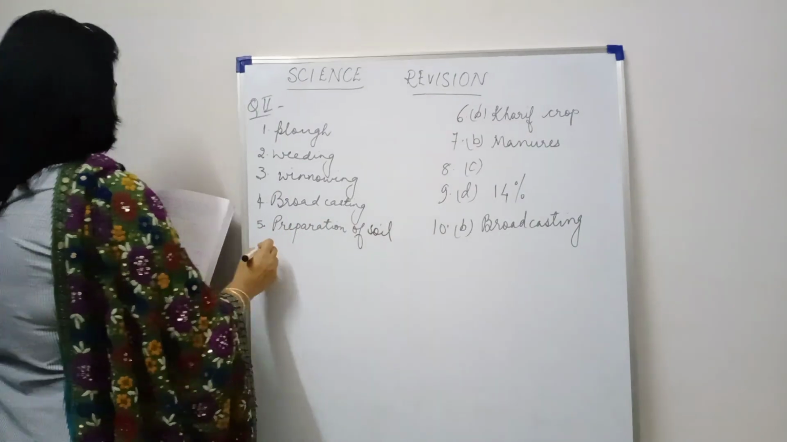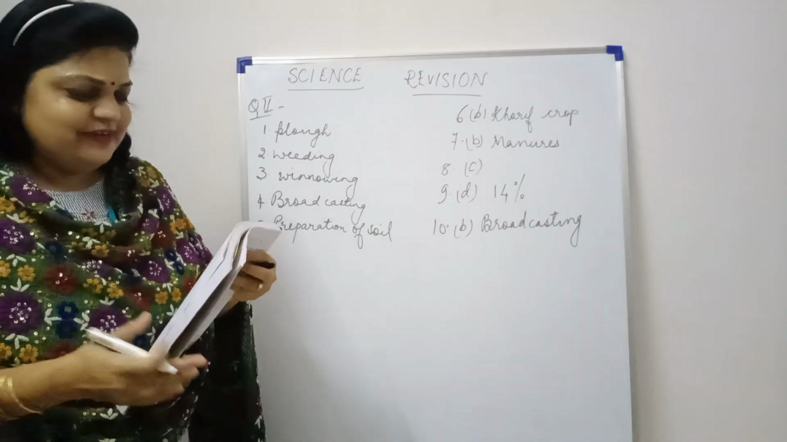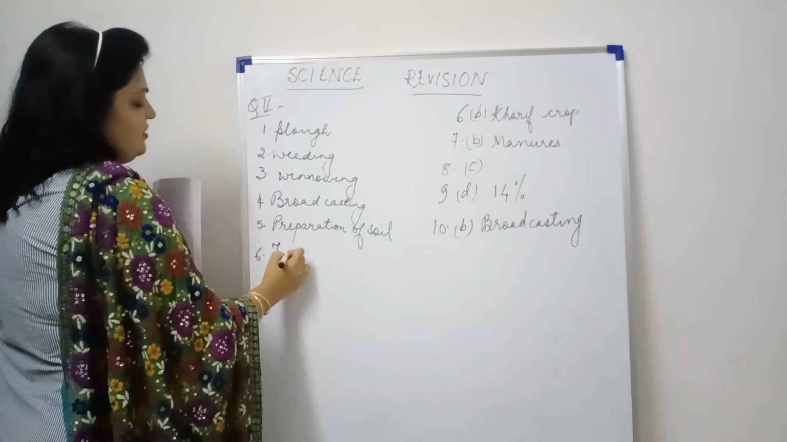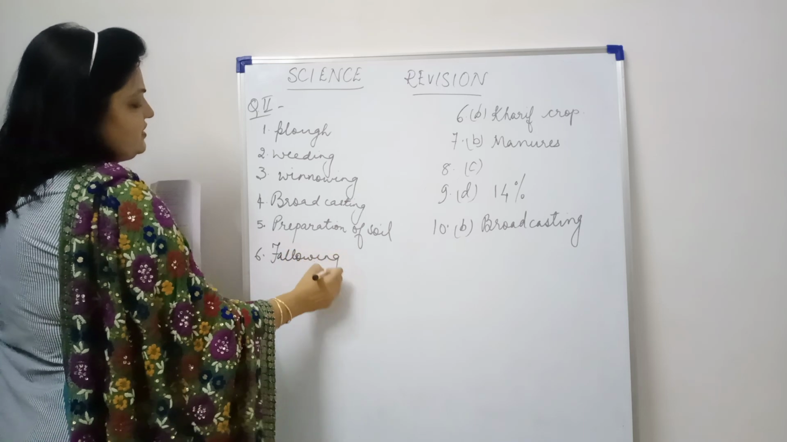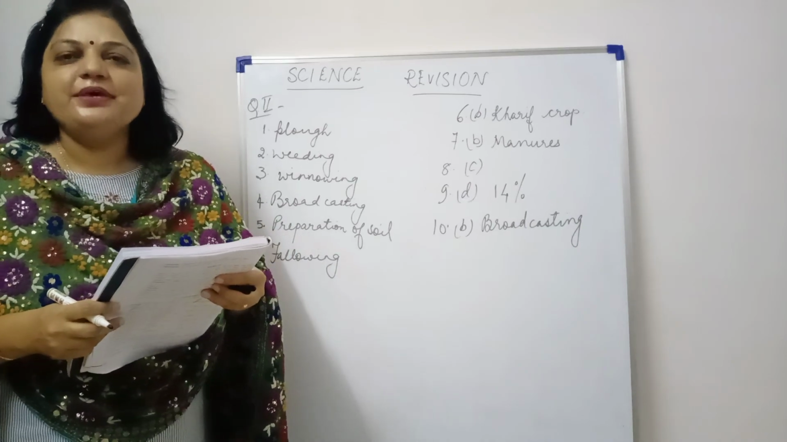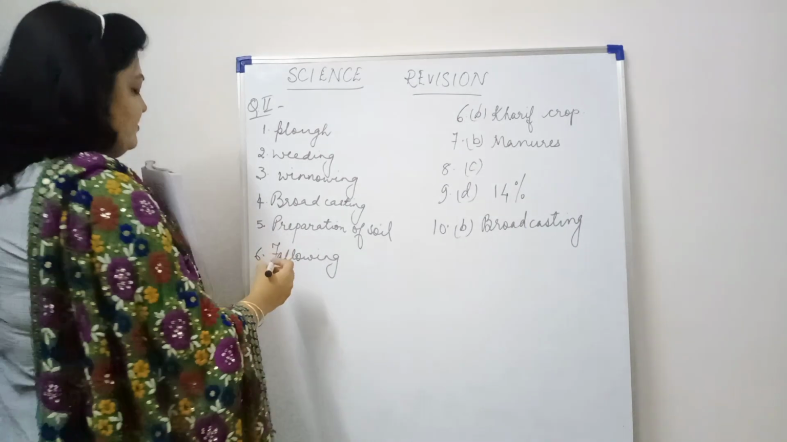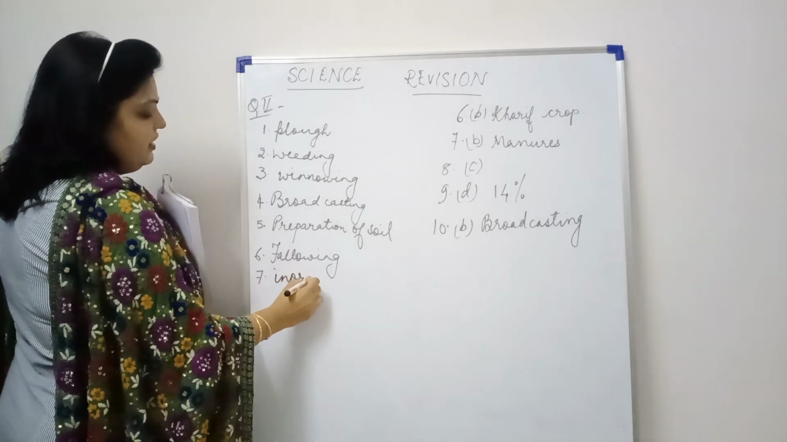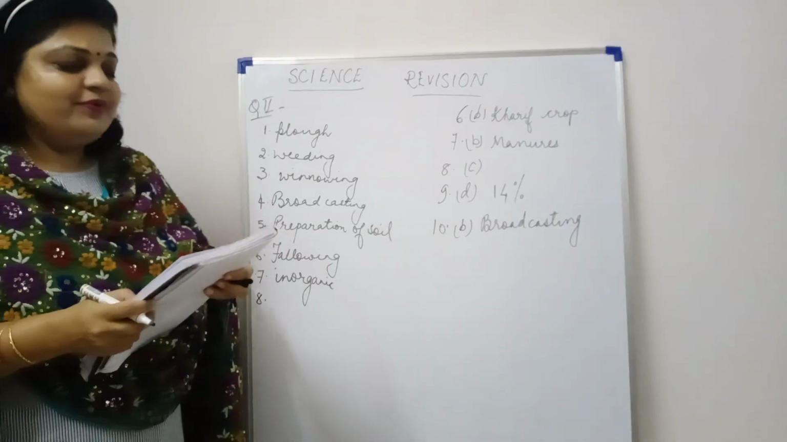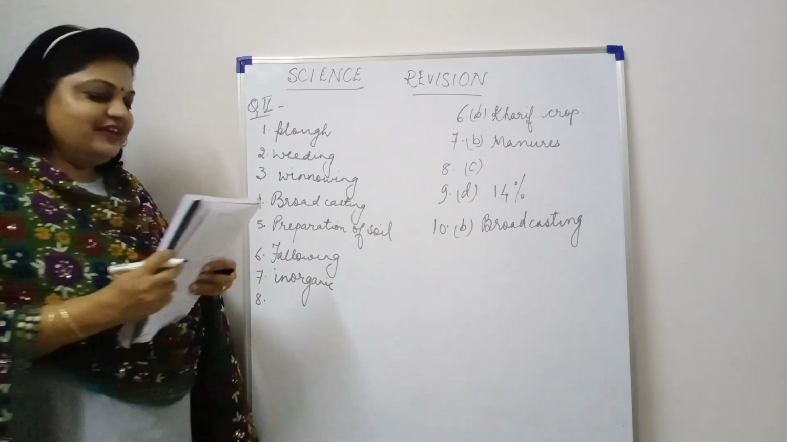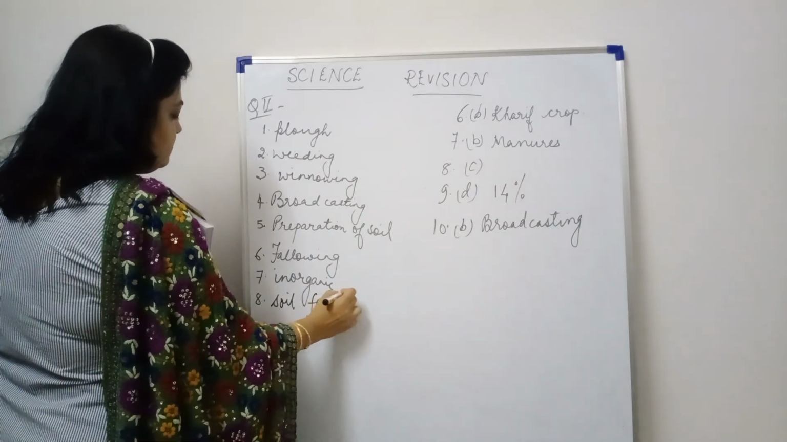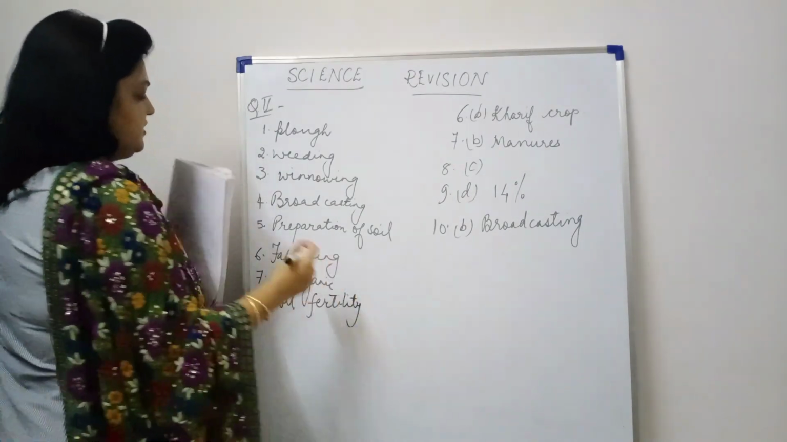Question number 6 now. The practice of leaving the field uncultivated is called fallowing. That is, the farmers leave the field uncultivated for some time. That is fallowing. 7th one, fertilizers are inorganic chemical substances. Question number 8 now. Crop rotation is a method of increasing soil fertility. Okay, so these are the answers for the fill-ups.